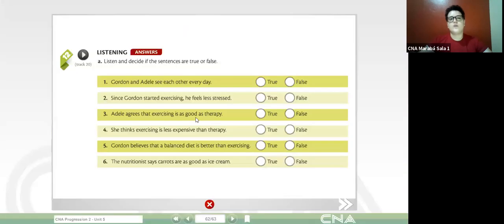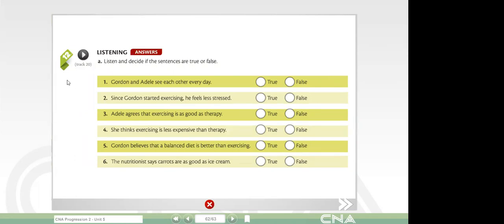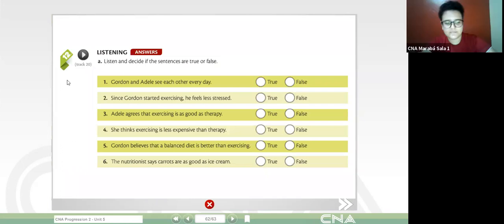Continuing, activity 12. Listen and decide if the sentences are true or false. First, let's read the sentences together. Number 1, can you read number 1, please, Max? Max? Yeah. Number 1, can you read, please?